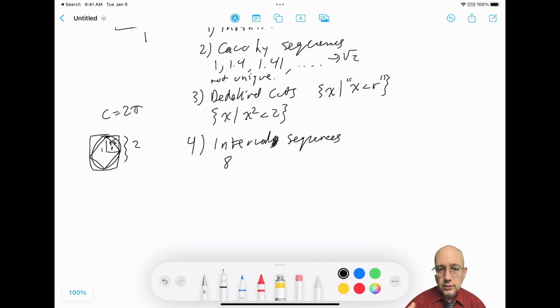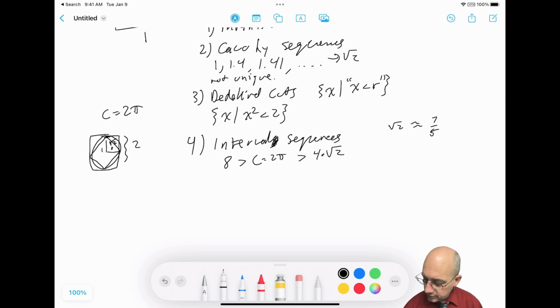The perimeter around the outer square is 8, and that should be greater than the circumference of the circle, which is, of course, equal to 2 pi, and that should both be greater than 4 times the square root of 2. Let's just take the square root of 2 as an approximation of 7/5. If I divide by 2, I get 4 is greater than c is greater than 14/5, which is just a little under 3. So that's our starting approximation. We know that c is between 4 and 14/5.